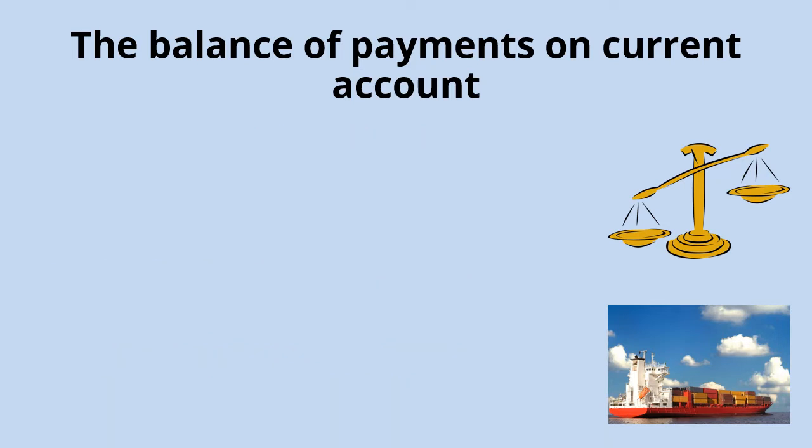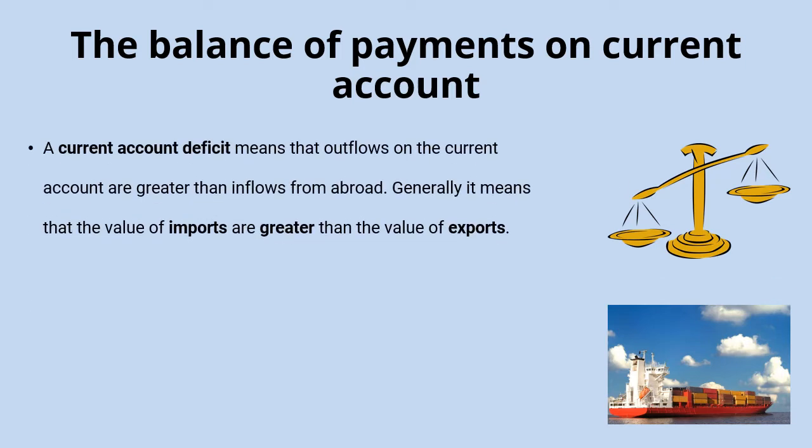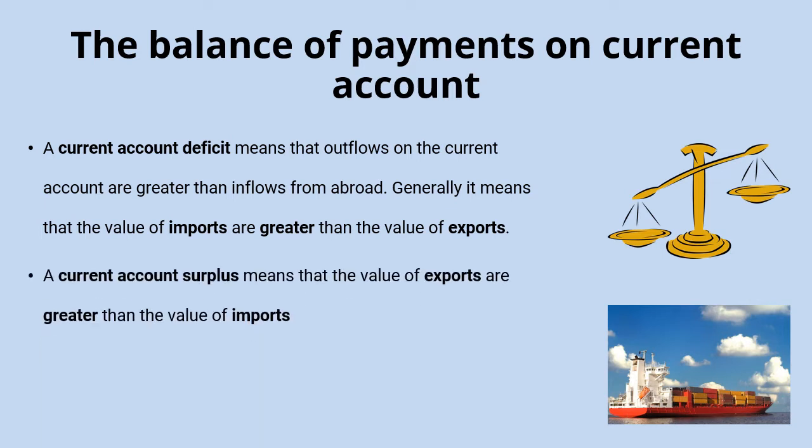As the current account records all of these financial flows, at any point in time it could be in deficit or in surplus. So a current account deficit means that outflows on the current account are greater than inflows from abroad. And as exports and imports are by far the biggest part of that current account, it generally means that the value of imports is greater than the value of exports. A current account surplus would mean the value of exports is greater than the value of imports. Inflows on the current account are greater than outflows.